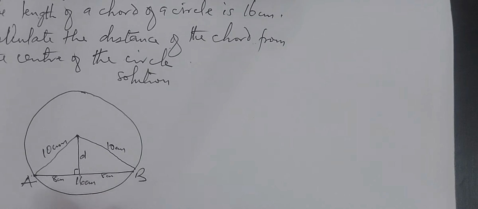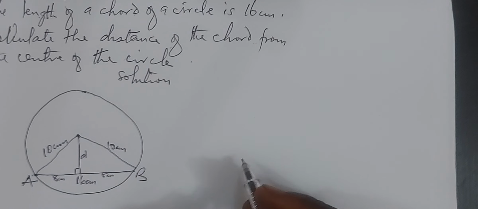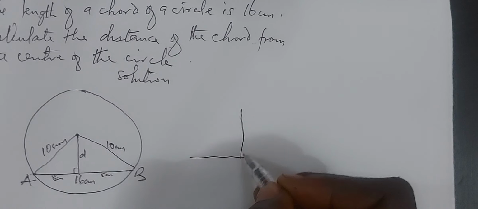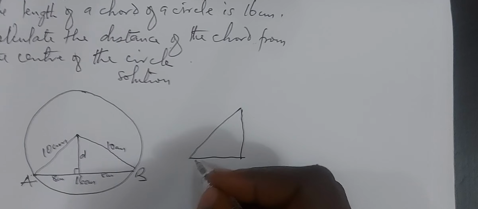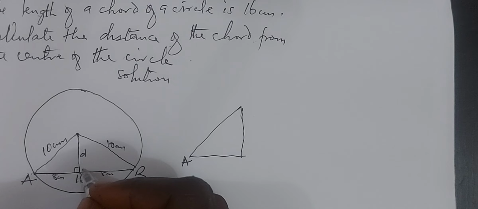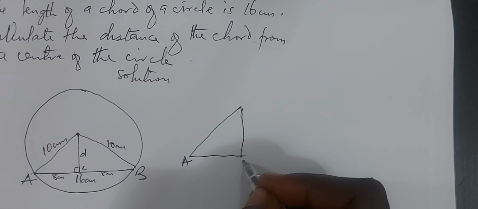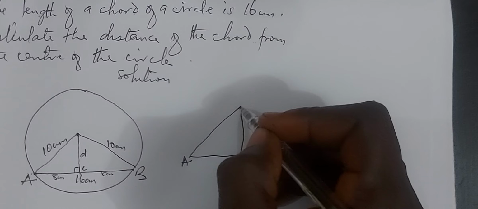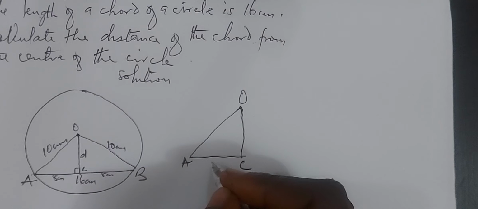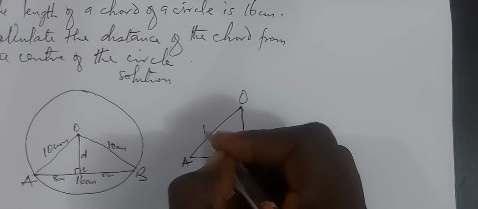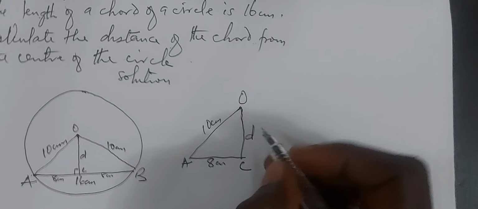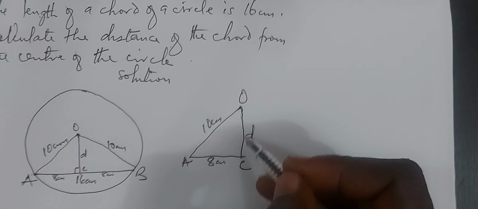So you have seen that we have a right angle inside the circle. So we'll bring it out like this. One side, this is your A, this is C, and this is O as the center. We have 8 here, and we have 10 centimeter. What is our D? The distance from the chord to the center.